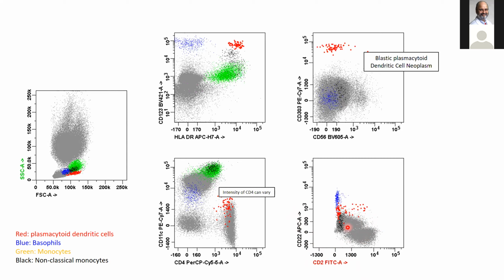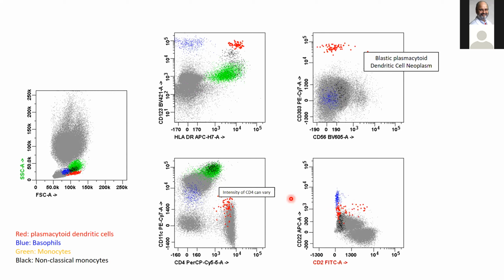But here we can see that both our plasmacytoid dendritic cells and our basophils express CD22. Now, in this particular case, the plasmacytoid dendritic cells were a little bit dimmer for CD22 than the basophils. They're usually about the same level of intensity. You can get some variation, though, depending on the case.